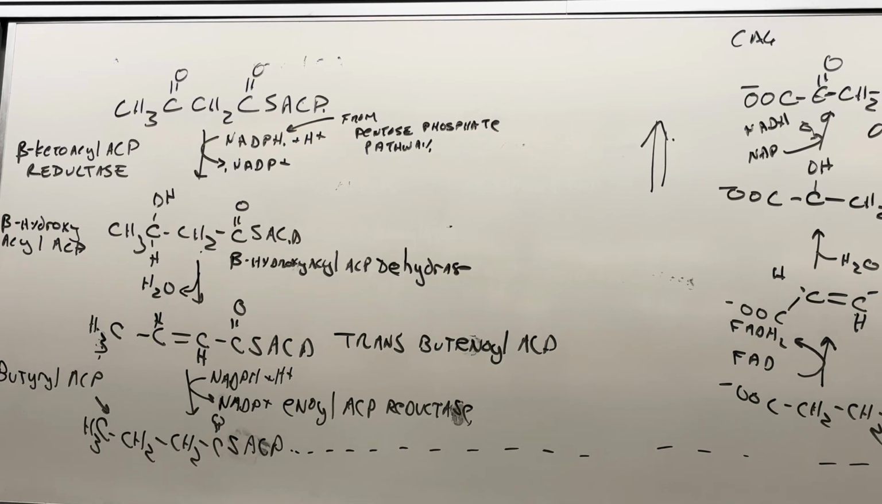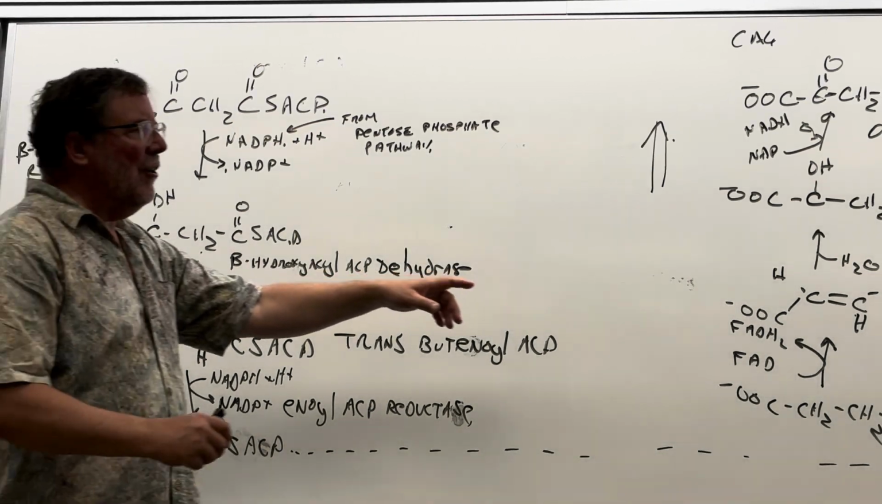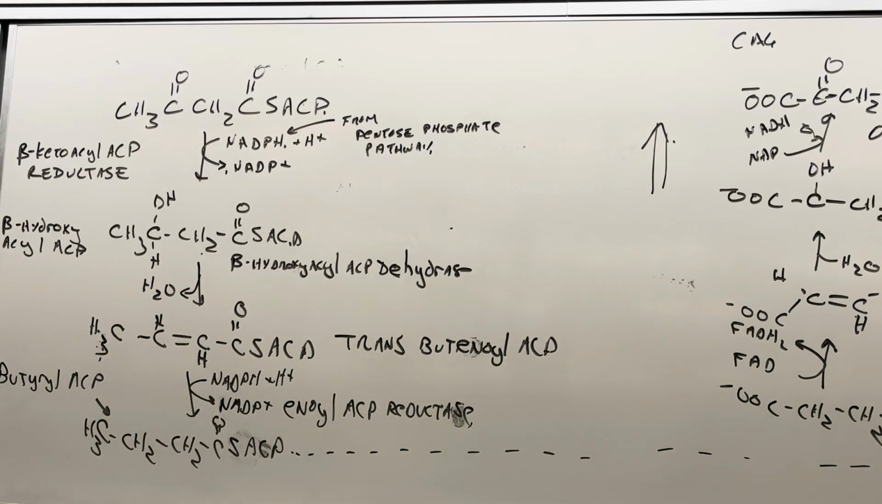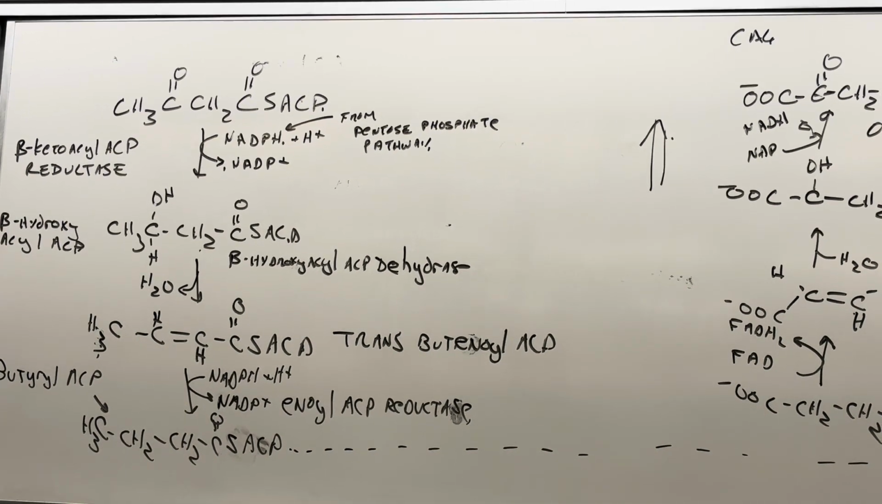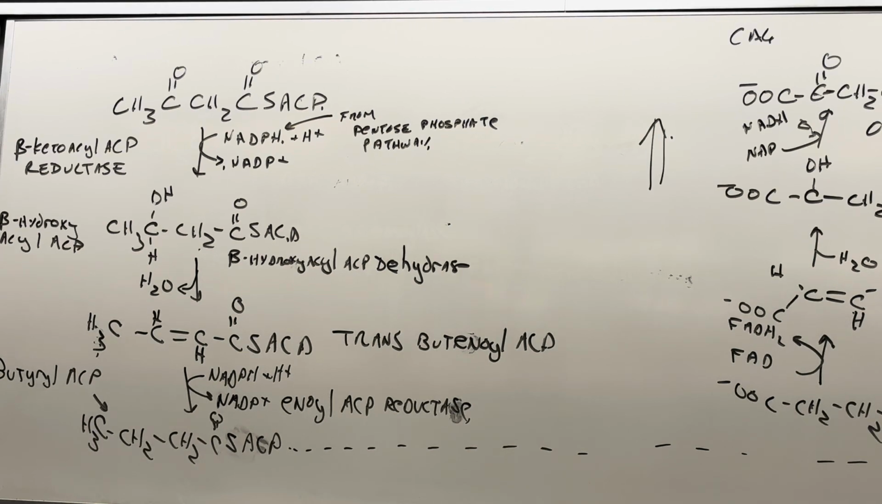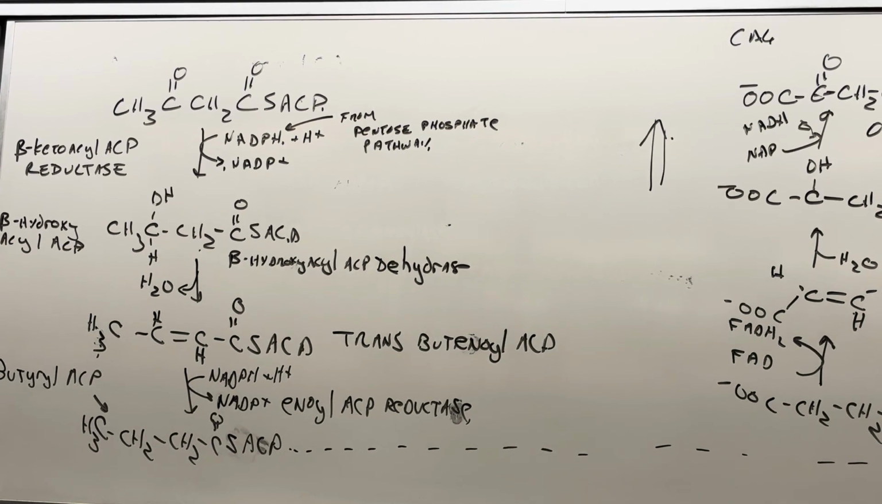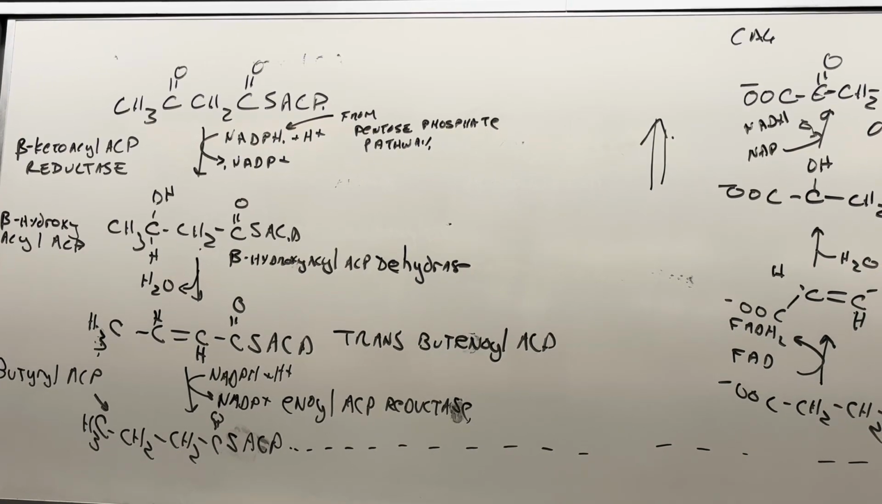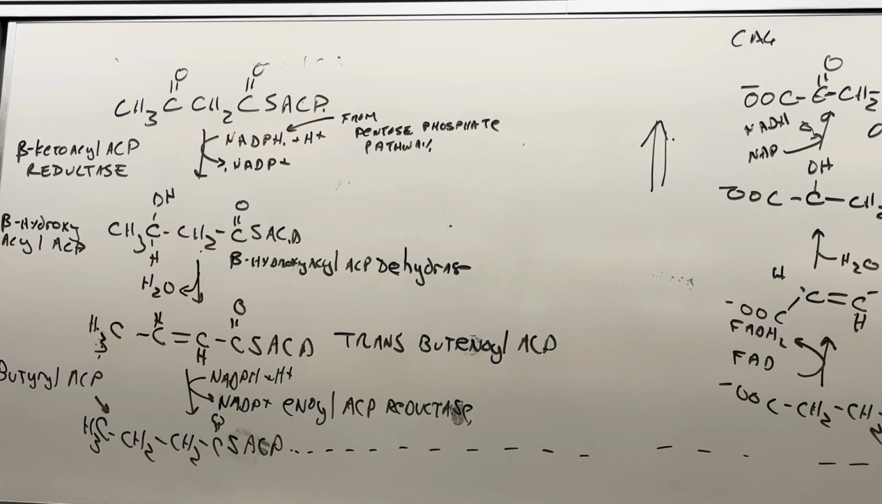But I wanted to at least go through this cycle just to reiterate that the series of reactions that we saw in the citric acid cycle, we've seen that pattern again. Like in the citric acid cycle, the forward direction for beta oxidation of fatty acids, and then for fatty acid biosynthesis, it's basically those reactions reversed. I mean, it's not the exact same enzymes, but it's the same biochemical approach.